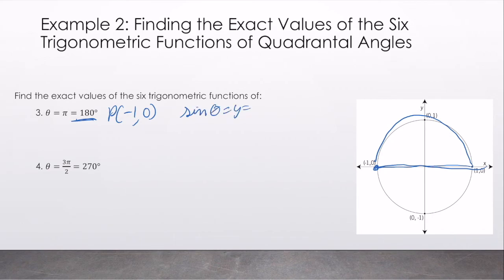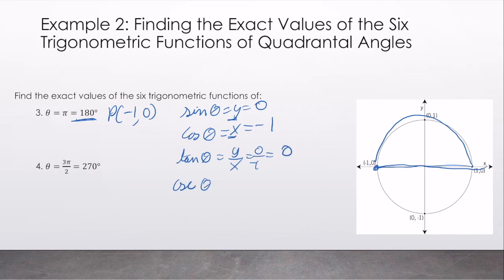Cosine of theta, which is x, and I keep repeating this even though I don't really need to because we need to learn these. Cosine of theta is x, which is -1. Tangent of theta is y over x, which is 0 over -1, which is 0. Cosecant of theta is 1 over y, which is 1 over 0, so that's undefined. Secant of theta is 1 over x, which is 1 over -1, so -1.